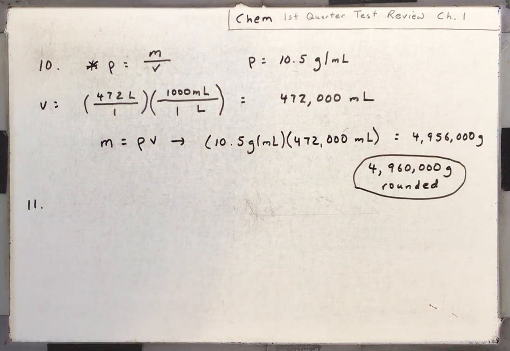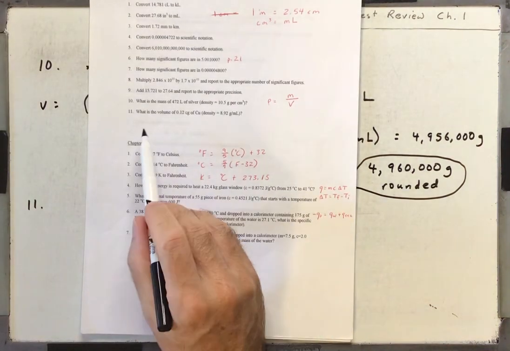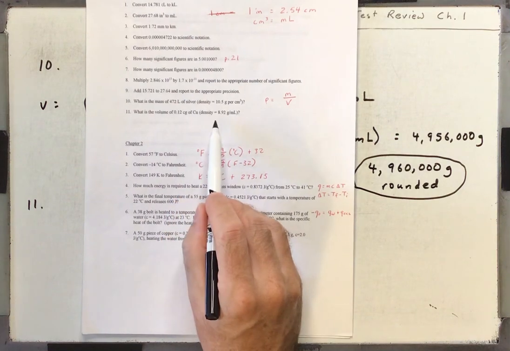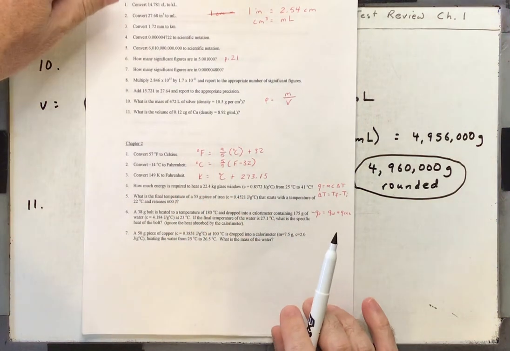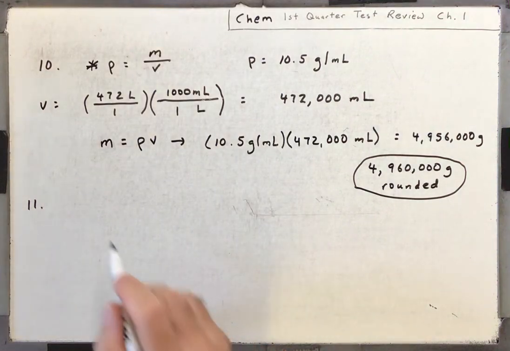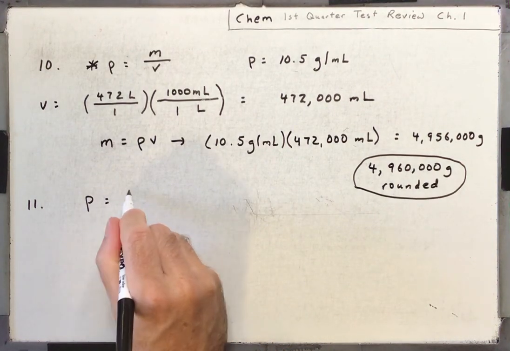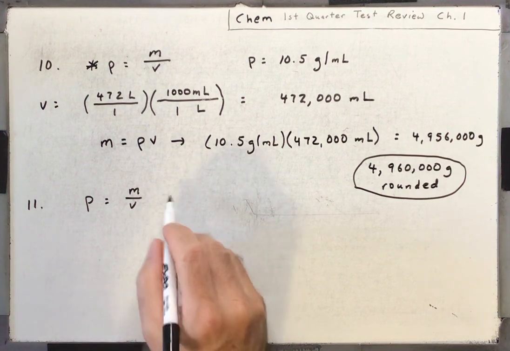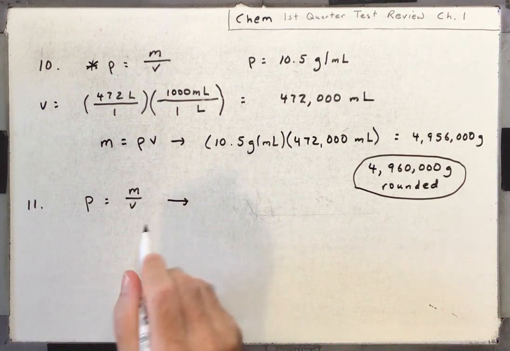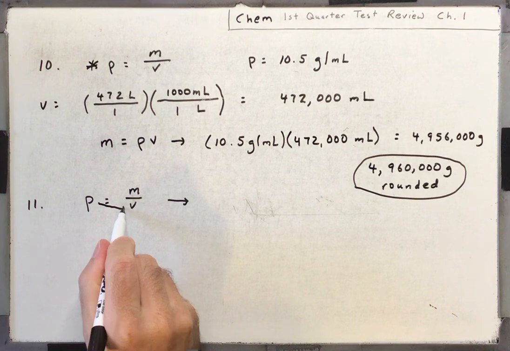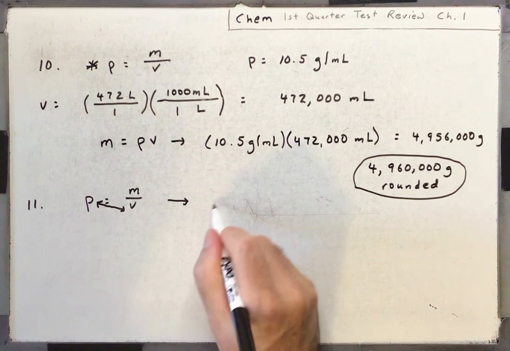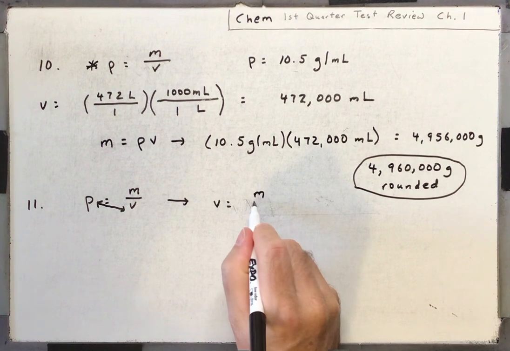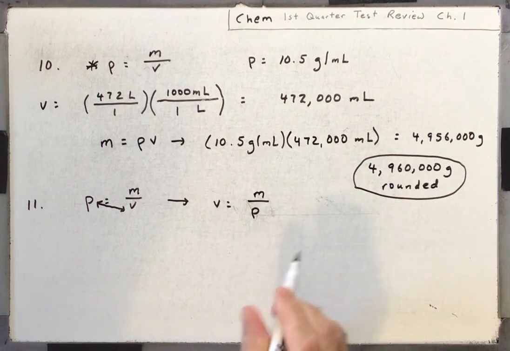All right, and finally, number 11, we have what is the volume of 0.12 centigrams of copper if the density is 8.92 grams per milliliter. All right, we know that density is mass over volume. We want to know what is the volume. I'm going to go ahead and solve for volume. Remember, if you're solving for the one on bottom, you switch with the one out front. So volume is mass over density.